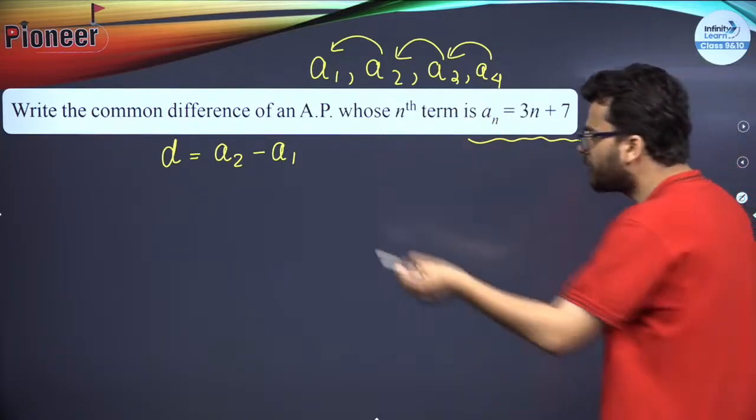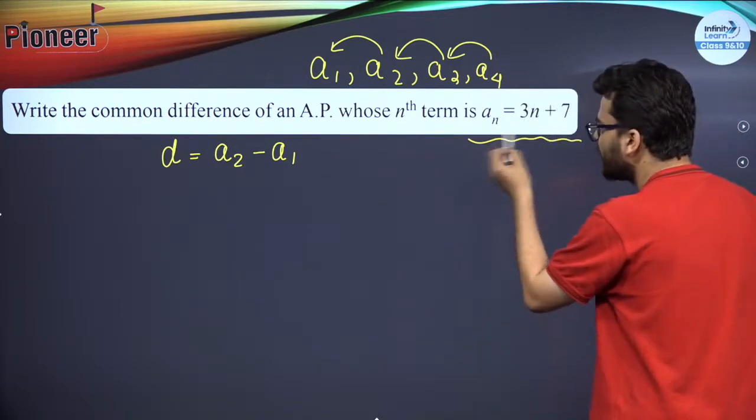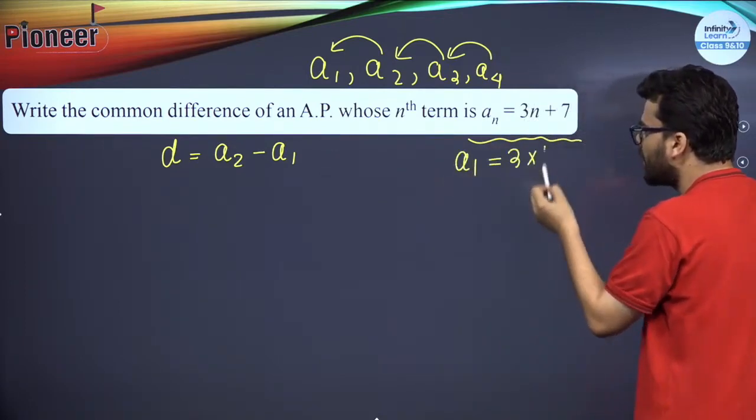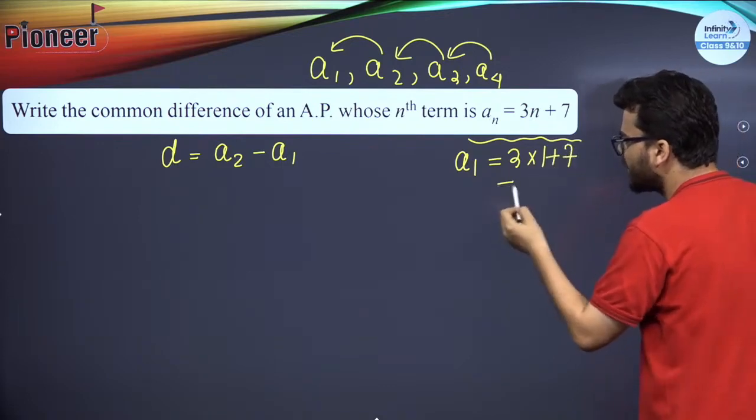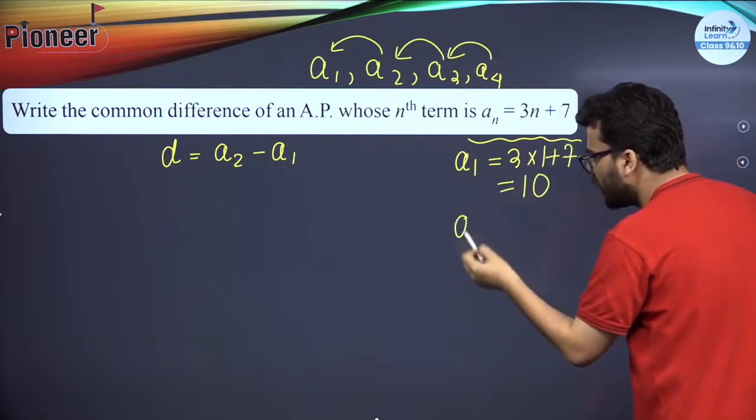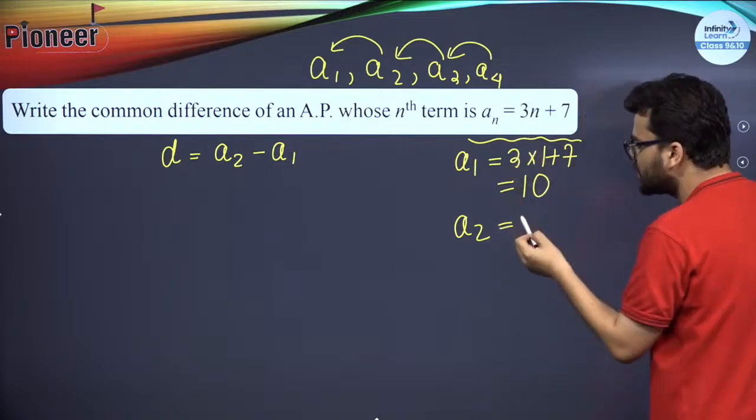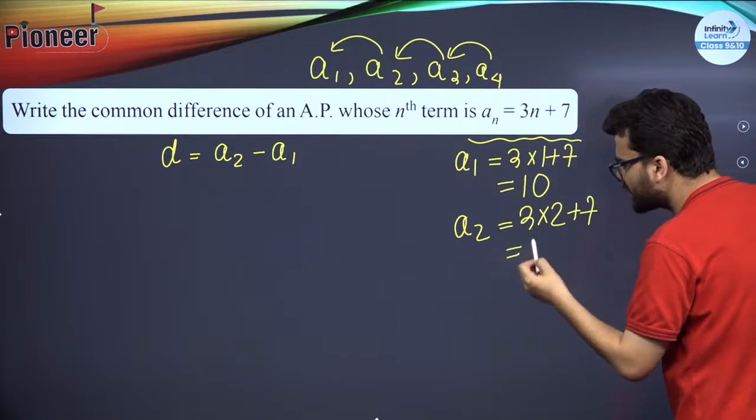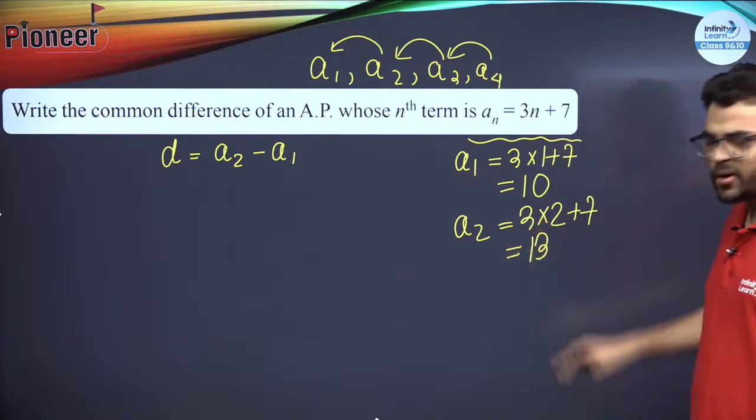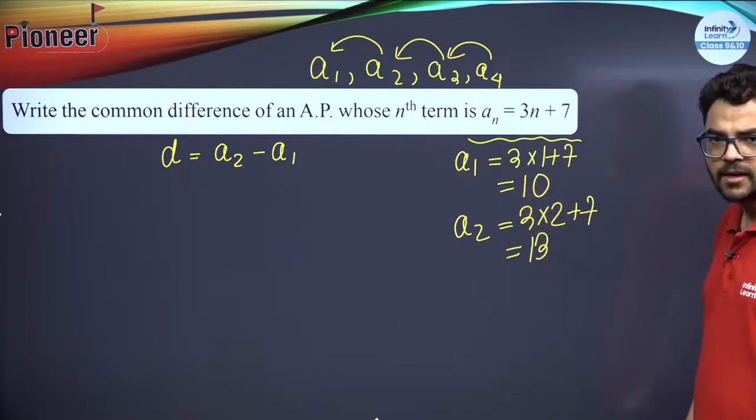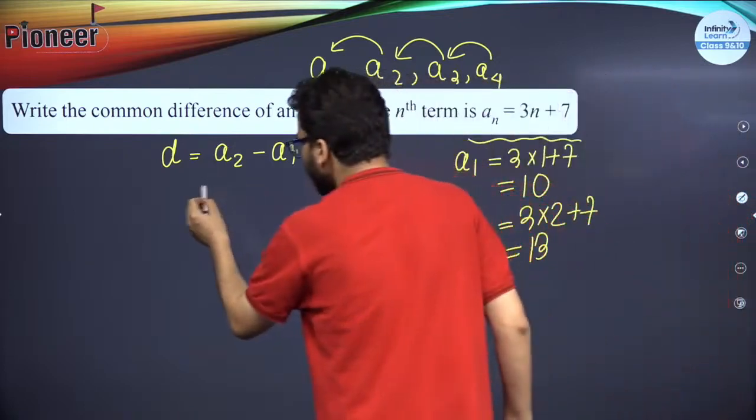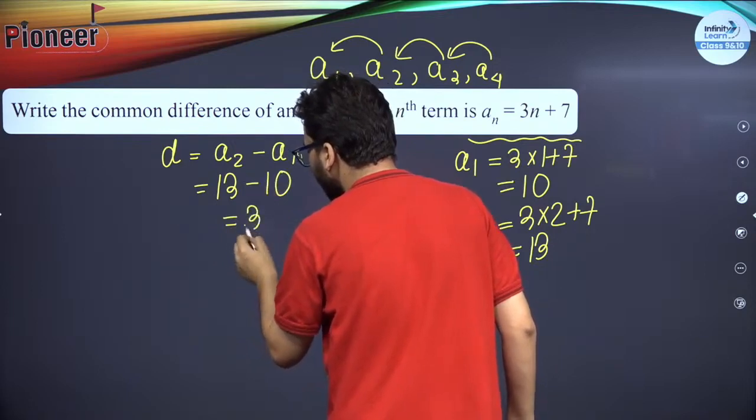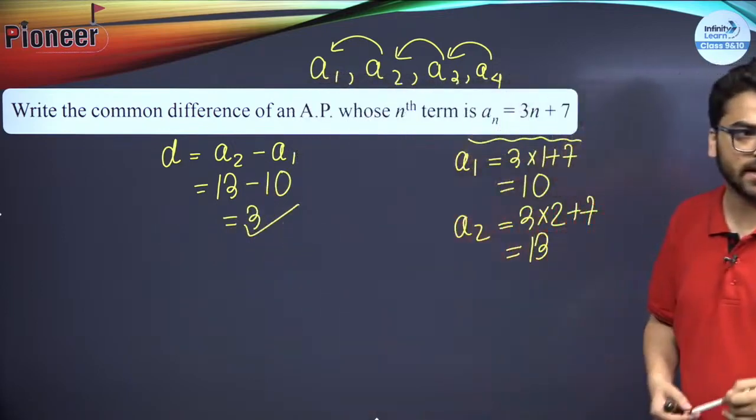So for that we have to find A2 first. So you see An is given. So A1 will be what? It will be 3 into 1 plus 7. So A1 is nothing but 10. Now A2 will be what? You just have to put n is equal to 2. So that will be 3 2s are 6 plus 7. That is 13 over here. Correct? So A2 is 13, A1 is 10. So the common difference will be 13 minus 10, and that is equal to 3. That is correct. Very good. That is correct, Ayush, Shweta.